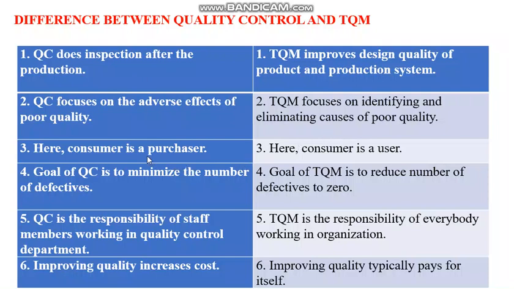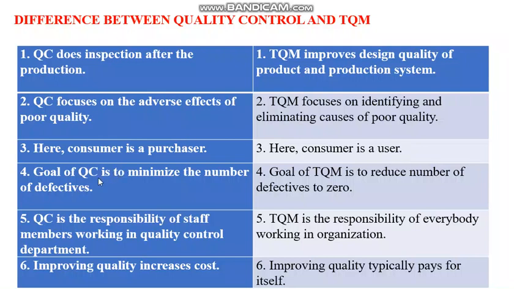Quality control looks at the customer as a purchaser, whereas TQM looks at the consumer as a user. That means in quality control, once he purchases, that's all. Whereas here, user is a much broader term. He is going to use the product and give his opinions and his feedback and everything. He should be satisfied. This is a much broader word, user, than purchaser.